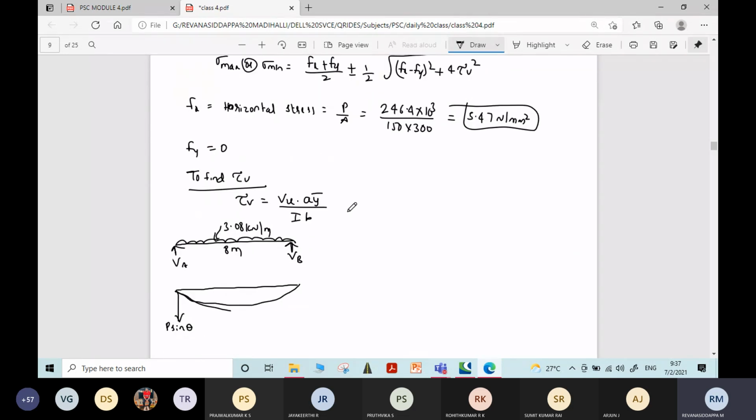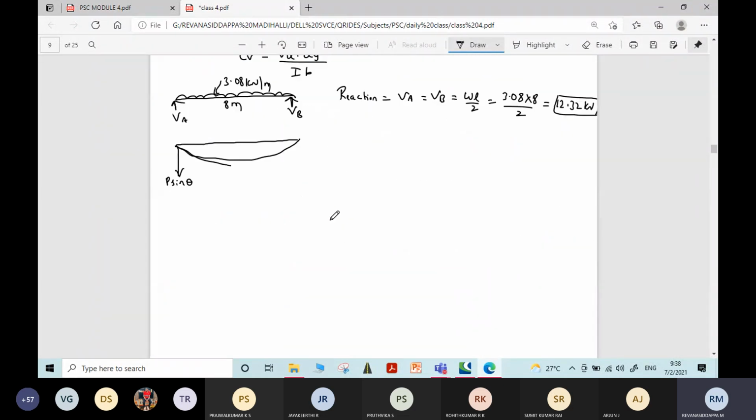You find the reaction first. Reaction VA is equal to VB is equal to WL by 2, 3.08 into 8 divided by 2. How much? 12.32 kilonewton. Okay.